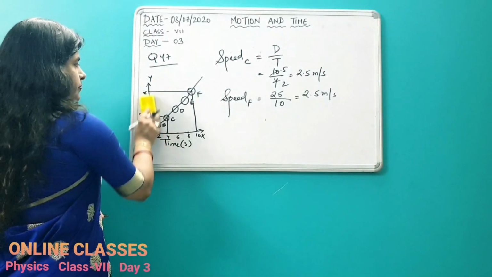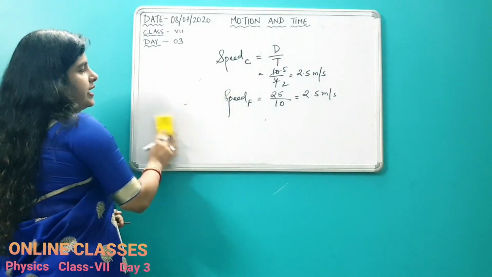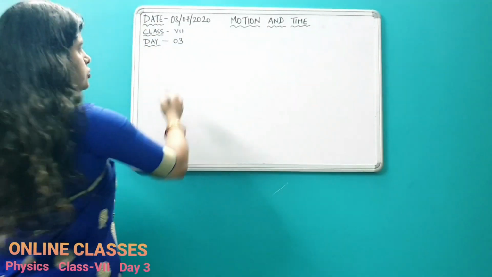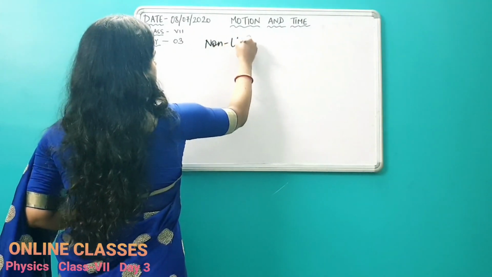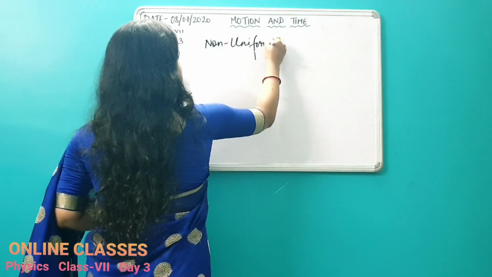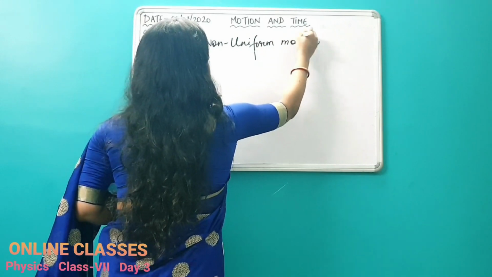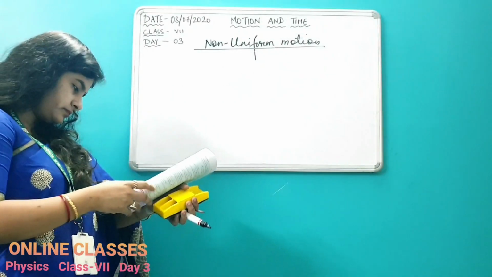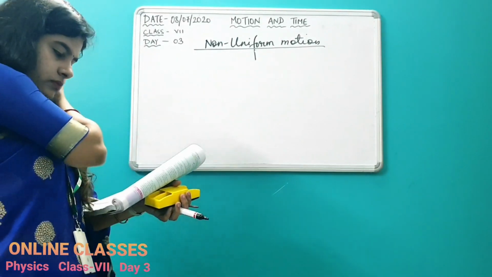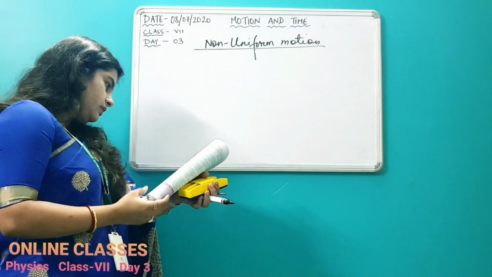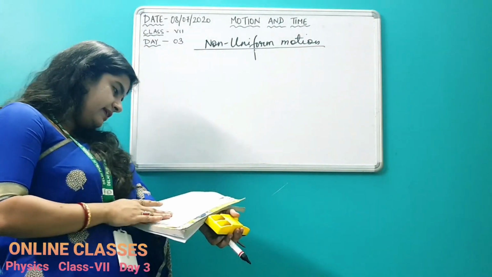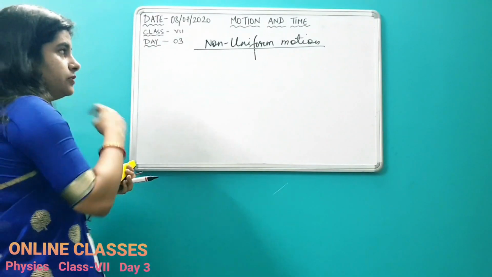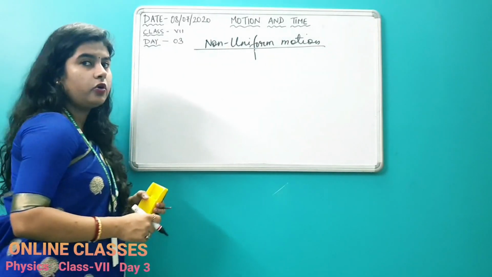Let me go to the next question regarding non-uniform motion. For non-uniform motion, let us take up one question. Let me see in the book if we have a question. Okay, let us do one thing. Let me only form a question to show you all what happens in case of non-uniform motion.